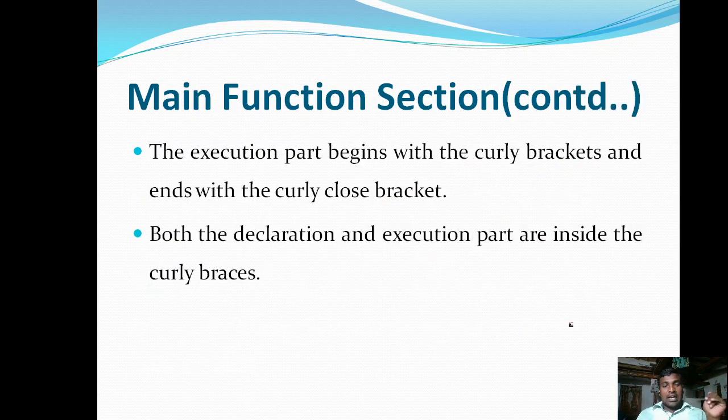Coming to the execution part, it begins with the curly bracket and ends with the closing curly bracket. The execution part begins with the open curly brace and is closed with the closing curly brace. So this is the open curly brace and this is the closed curly brace, like this. In between the opening and closed curly braces we may have any number of lines of code, lines of code that are executed by the C compiler.